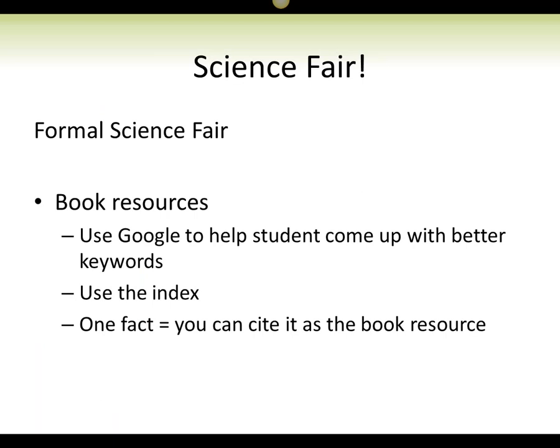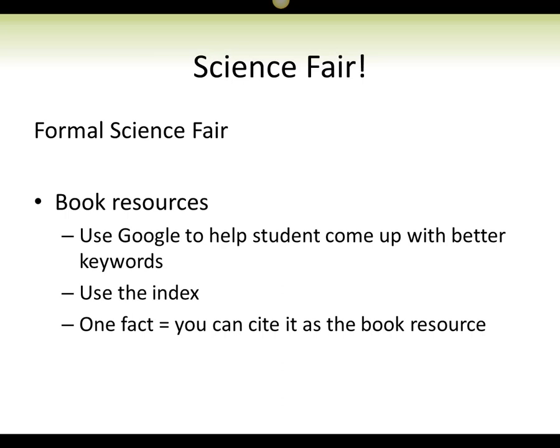First of all, book resources. A lot of times they do need to have a book resource, and I like for them to have one anyway. One thing we can do is help them with keywords. Students usually do not know how to come up with good keywords. So we use Google. I'll use Amazon and Google to help students come up with keywords. That's a useful tool for it.